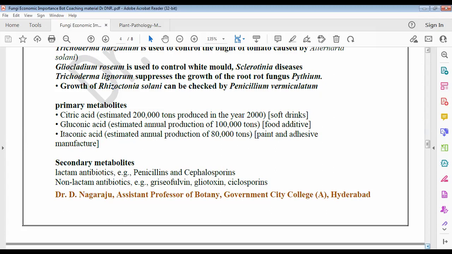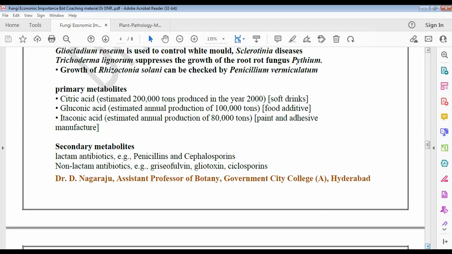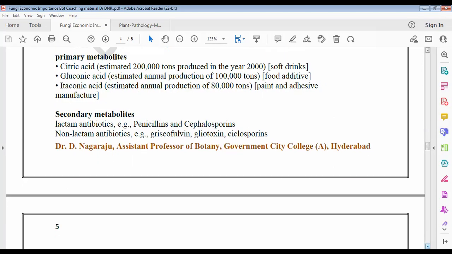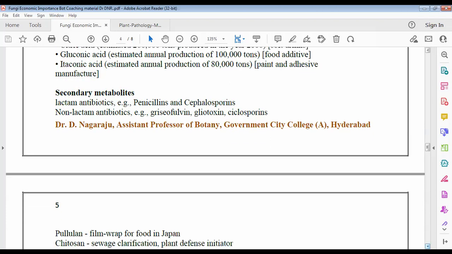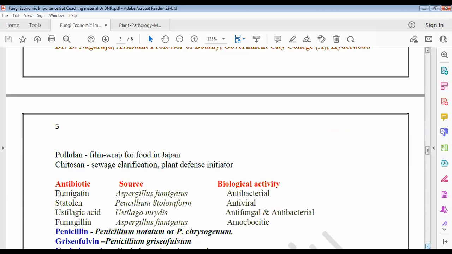Okay. Secondary metabolites, lactate products, and the chitosans. The chitosans that we are using in sewage clarification, for the cleaning of the sewage. We are using the chitosans. That is the product of fungi.